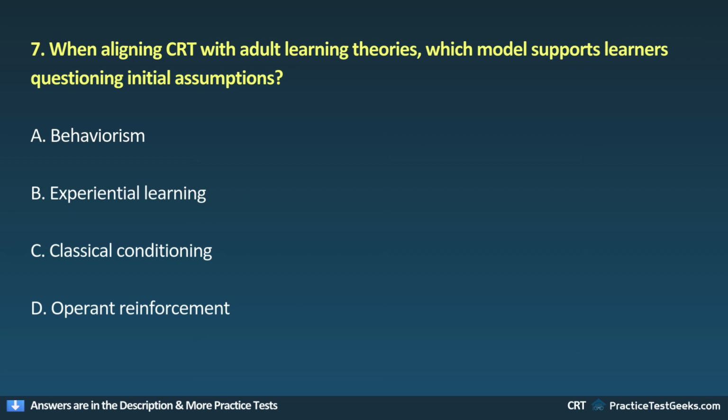7. When aligning CRT with adult learning theories, which model supports learners questioning initial assumptions? A. Behaviorism. B. Experiential learning. C. Classical conditioning. D. Operant reinforcement.